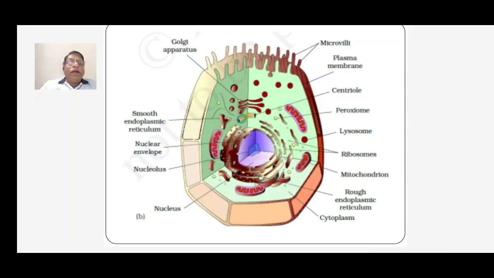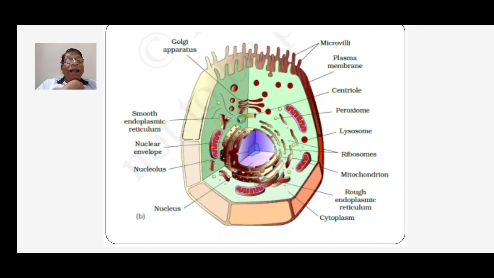Now let us study the animal cell. You can see the animal cell is almost spherical. It is bounded by the outermost layer. You can see the plasma membrane. The other name for the plasma membrane is cell membrane. I already told you it is a living membrane. The plasma membrane forms the outermost boundary in the animal cell.